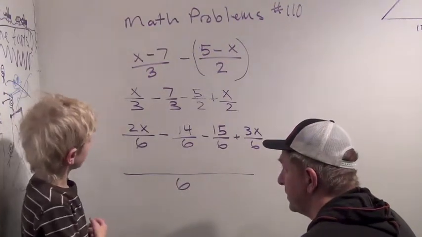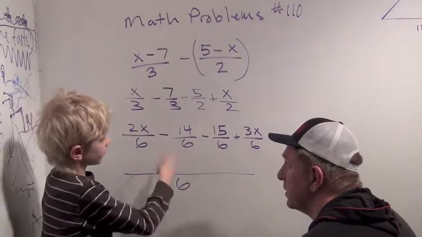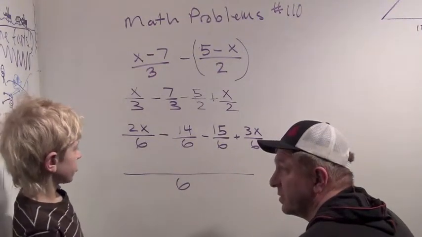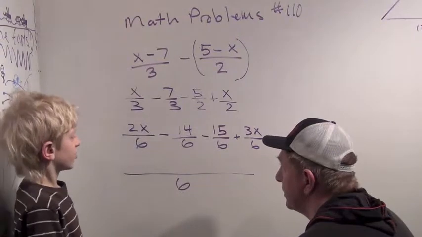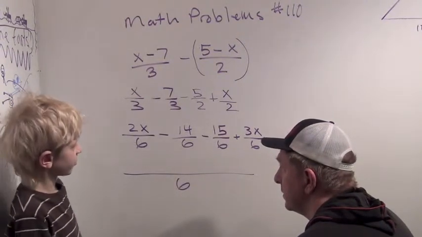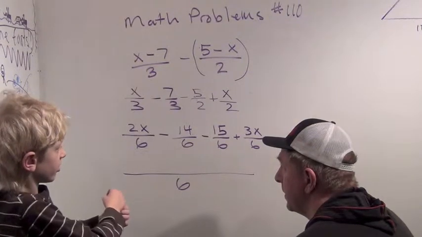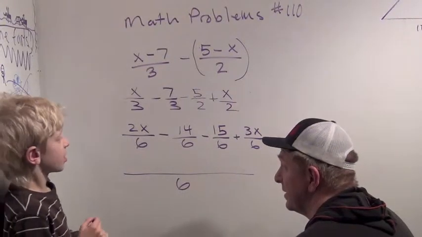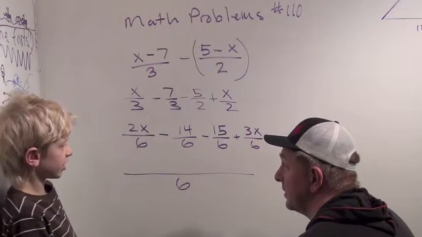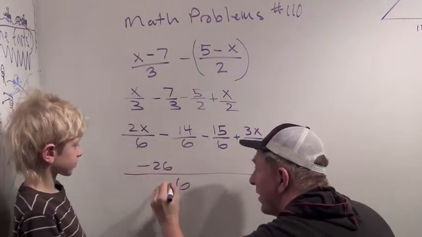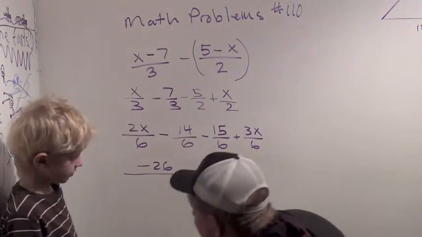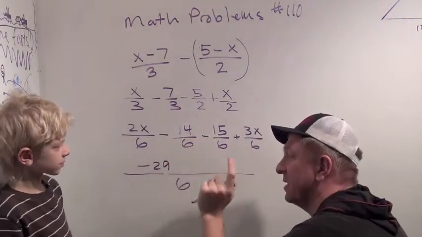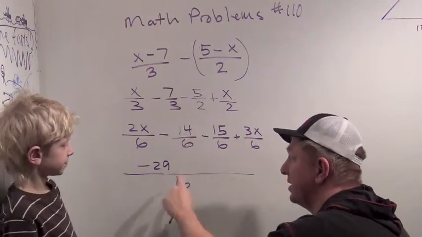We can do the number and non-number parts. Which one do you want to do first? Let's do the number part. It's minus 14 over 6 minus 15 over 6, so it's going to be minus 29 over 6. I already got my 6 on the bottom. Minus 14 minus 15 is minus 29, and I already had my 6.